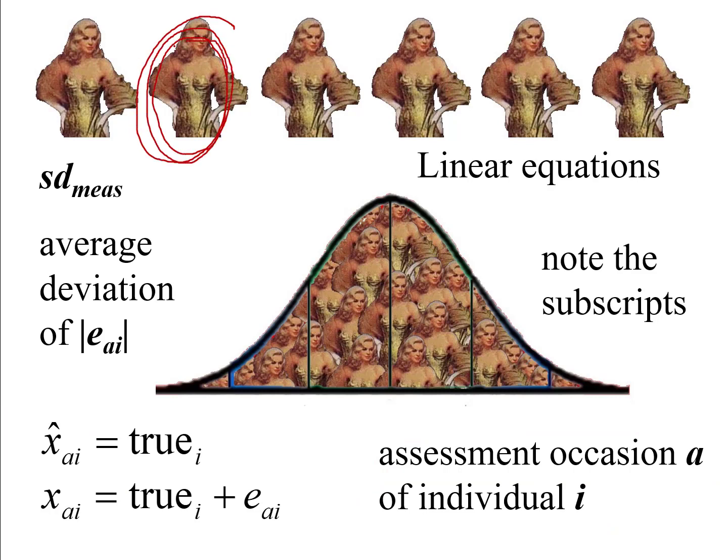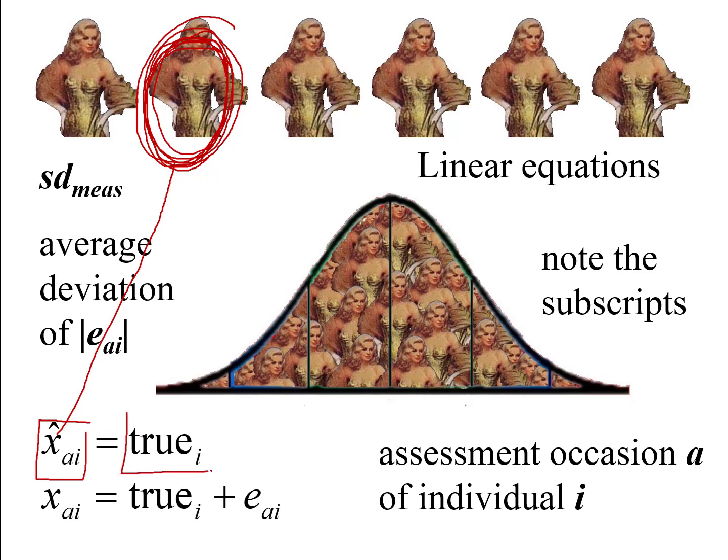Say this, I'm circling just one assessment occasion of this individual person. And I can say, what is my predicted score, x hat? What do I predict I'm going to get for that person on that single assessment occasion? That's x hat for this particular assessment occasion of this particular individual.